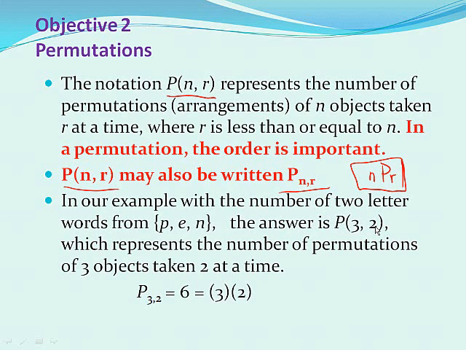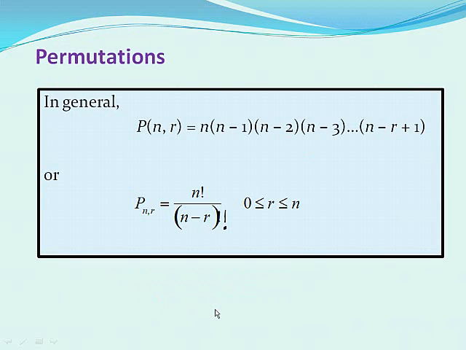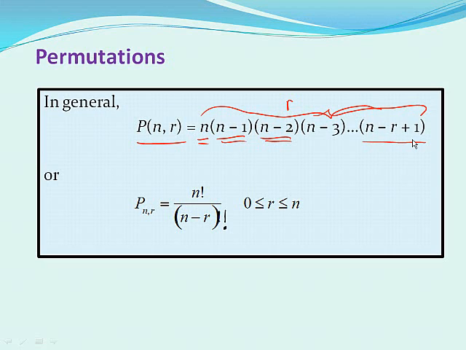In our example with the number of 2-letter words from the set P, E, N, the answer is permutation 3, 2, which represents the number of permutations of 3 objects taken 2 at a time. We got this answer to be 6. This is the permutation formula. Pn, R is the product of n times n minus 1 times n minus 2, all the way up to n minus r plus 1. So that means we are multiplying R natural numbers here, starting with n, ending with n minus r plus 1.